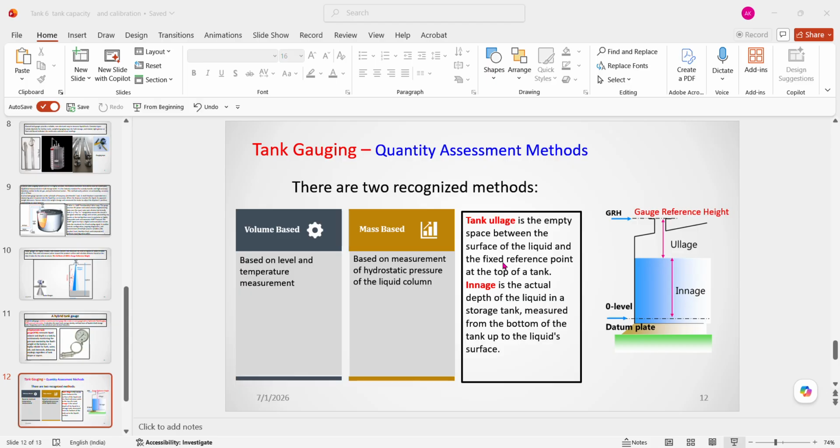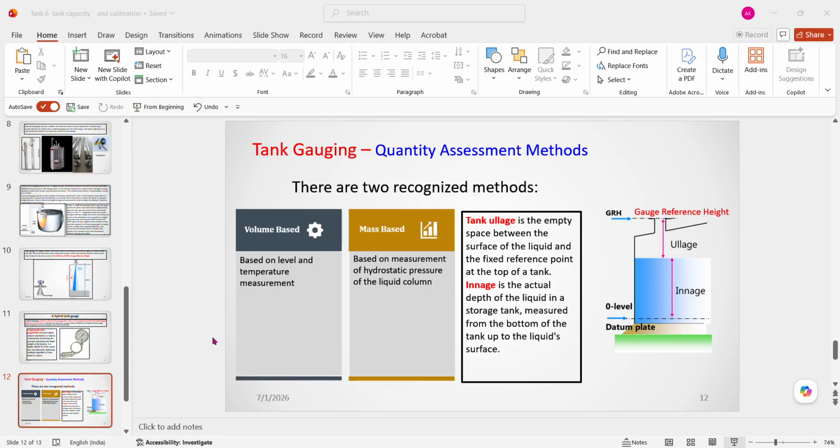Next is calculating the storage volume and storage capacity of a tank. Suppose the diameter is D, radius is R, height is H, and circumference is C. We have mentioned radius, diameter, height and circumference in feet. Area is in square feet, that is pi r square, and volume is equal to area into height.